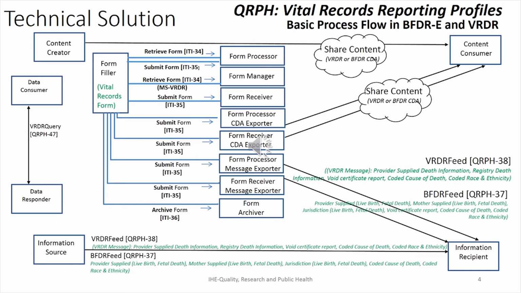The information source and information recipient you see at the bottom leverage HL7 messaging for communicating information both from provider to the jurisdiction and between the jurisdiction and the National Vital Statistics Agency.